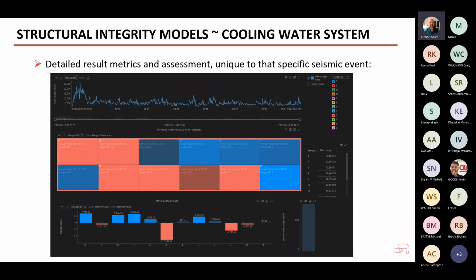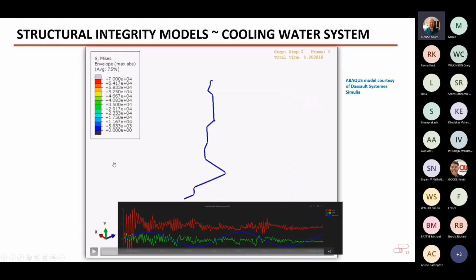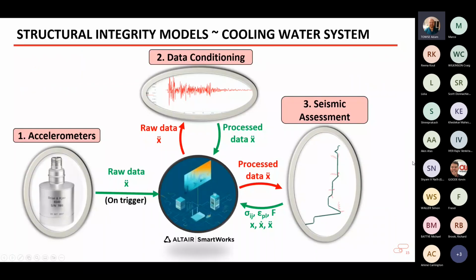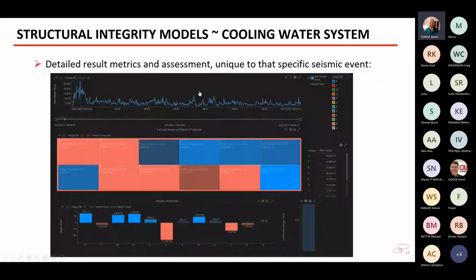If we do decide to inspect that system, SmartWorks can point to the specific hanger, the specific location that's seen the biggest forces, the one that's most likely to be damaged, and say, you need to be looking here first for that particular earthquake that's just happened. So it's very bespoke and very unique.